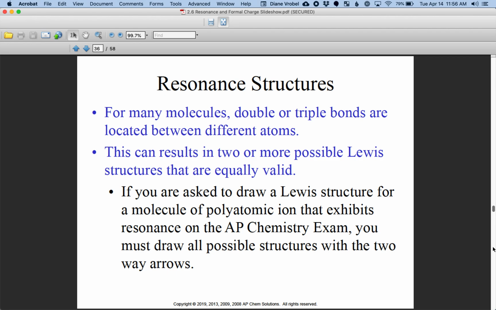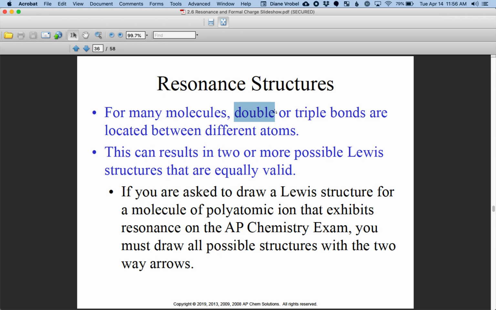Okay, now let's talk about resonance structure. For some of you, this might be familiar. Some of you may not be familiar. In order to have resonance, you need to have a molecule that has a double or a triple bond. So if you just have single bonds, you don't need to worry about resonance structure, okay?